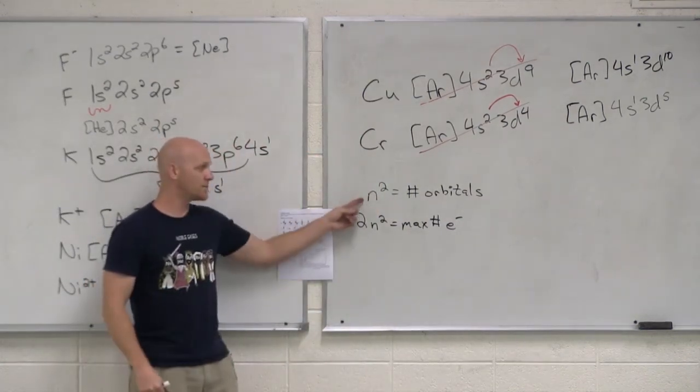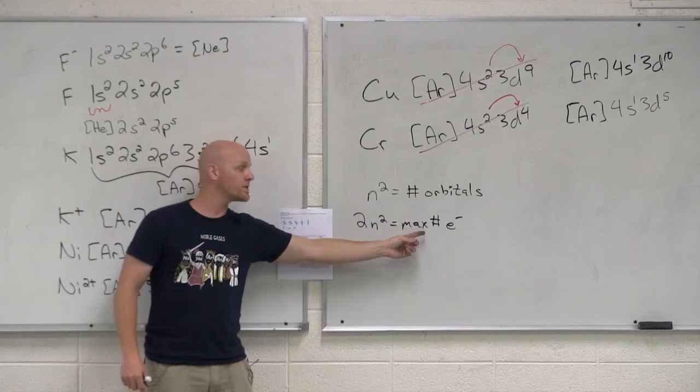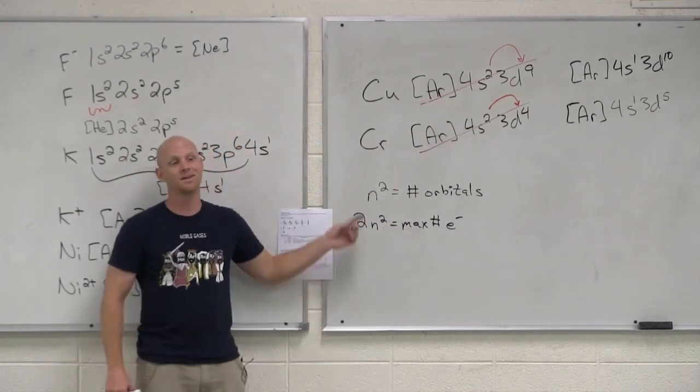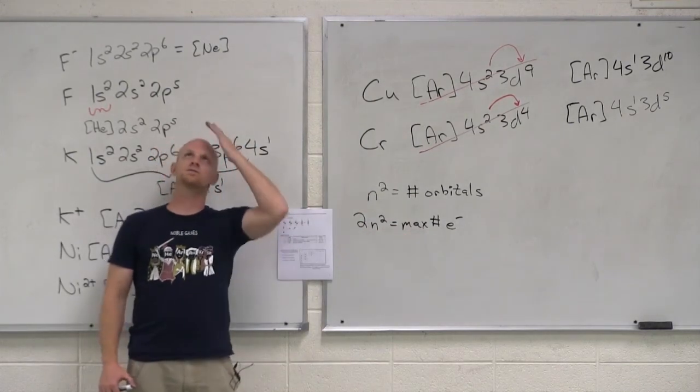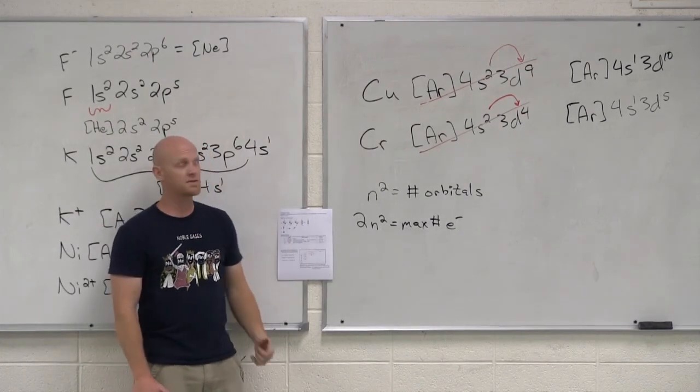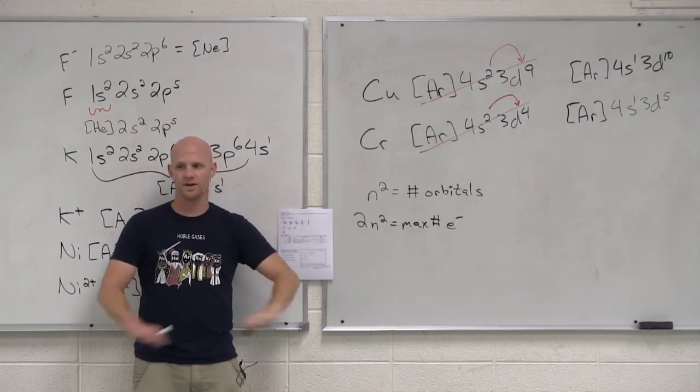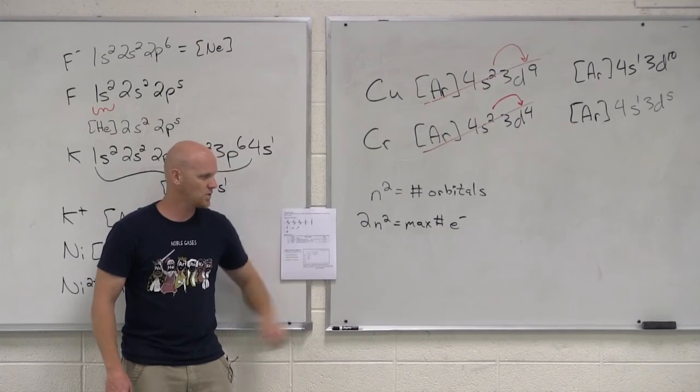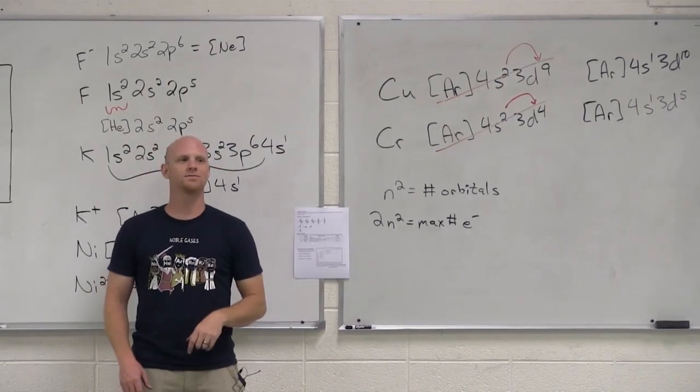So if they give you a shell number and just expect you to calculate either the number of orbitals or the number of electrons maximum that could be held there, you have a quick calculation. Instead of being like, oh, in shell 3, what are there again? No, in shell 3, there are 9 orbitals and you can hold 18 electrons. Done. Simple calculation. Cool. Meant to say that earlier, forgot.